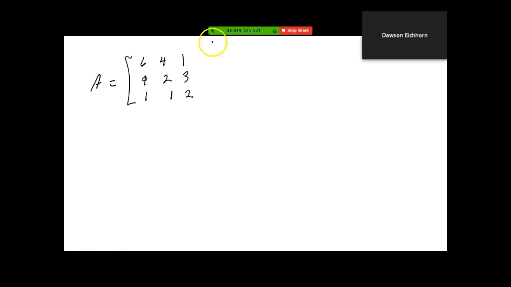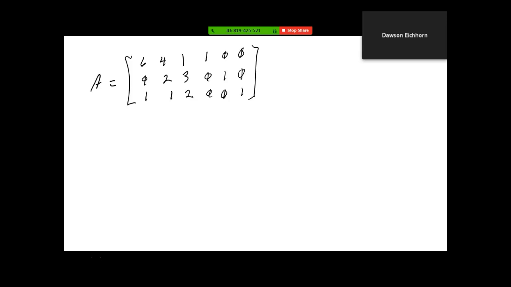Yes, you augment it with the identity matrix: 1, 0, 0, 0, 1, 0, 0, 0, 1. And now you start row reduction until you get the first half of that thing that I've got there to look like the identity matrix, and then whatever you have on the second half, that becomes the inverse of A.